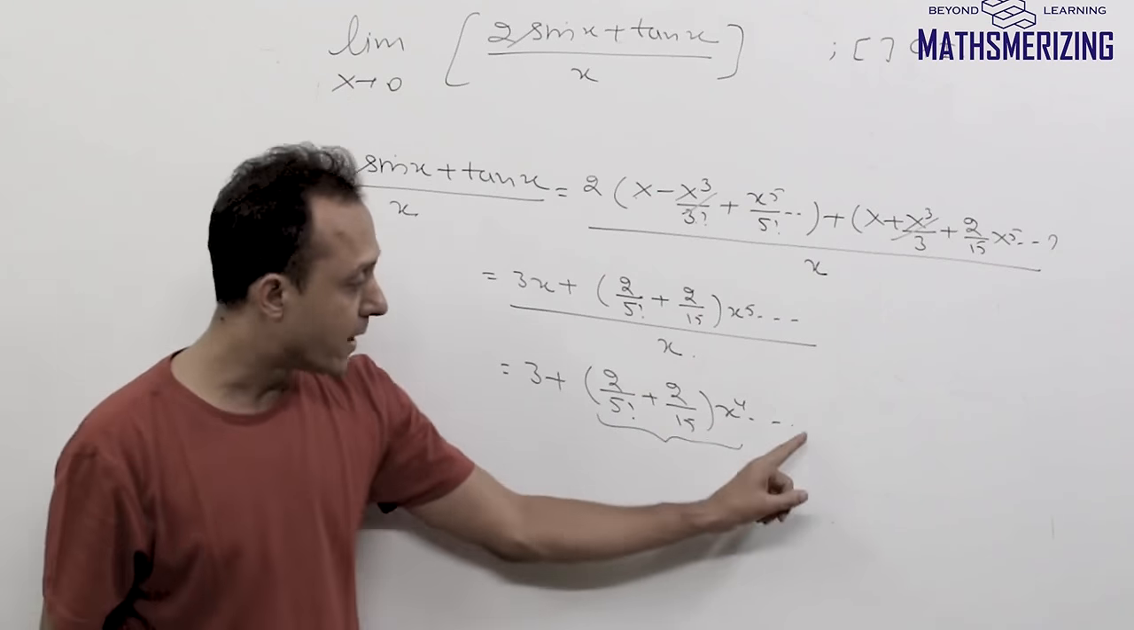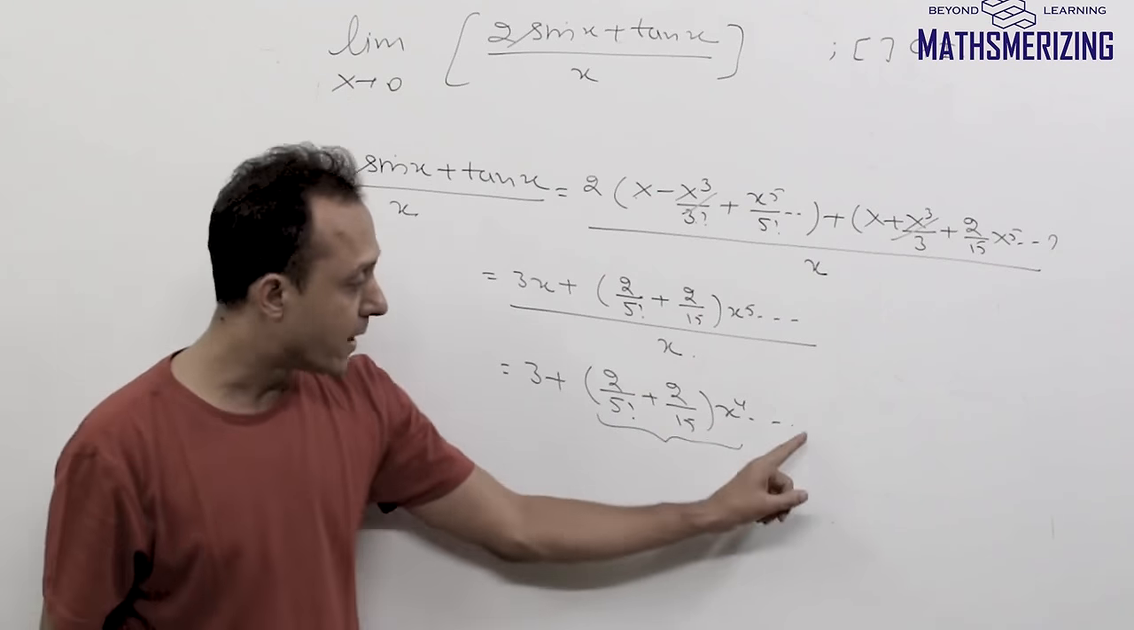So this expression will be 3 point something, some positive value. So in that case, if I take its greatest integer function, the greatest integer function of 2 sin x plus tan x upon x, when x tends to 0, it will be simply 3.